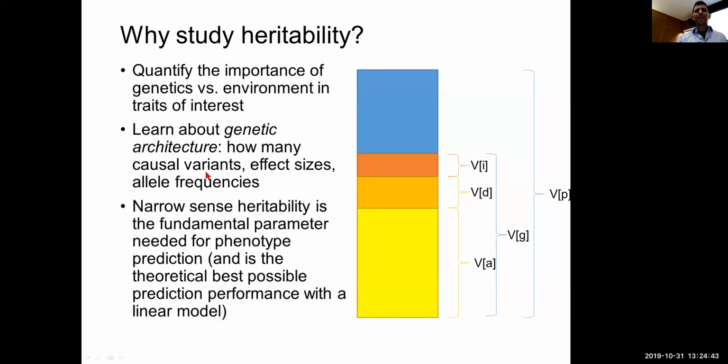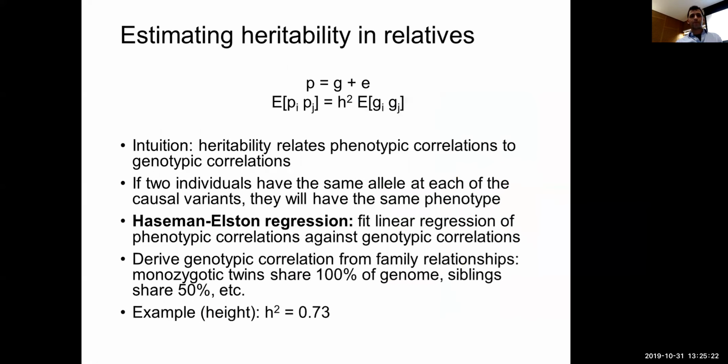It also teaches us about genetic architecture. How many causal variants might there be? What are their effect sizes? What are their allele frequencies? And that's important in understanding the population risk, and understanding for each individual what I should be looking at in order to predict their phenotype. Should I be looking at common variants, rare variants? How well would I be able to predict their phenotype if I know all this information? And now, narrow sense heritability is also the fundamental parameter that we need for phenotype prediction. And it is the theoretically best possible prediction performance with a linear model. So it basically says how well could I potentially do after I'm done discovering all of the millions of genetic variants that contribute to that trait?